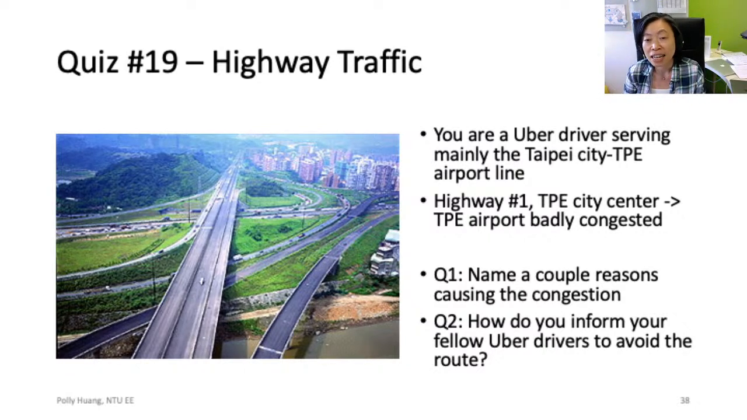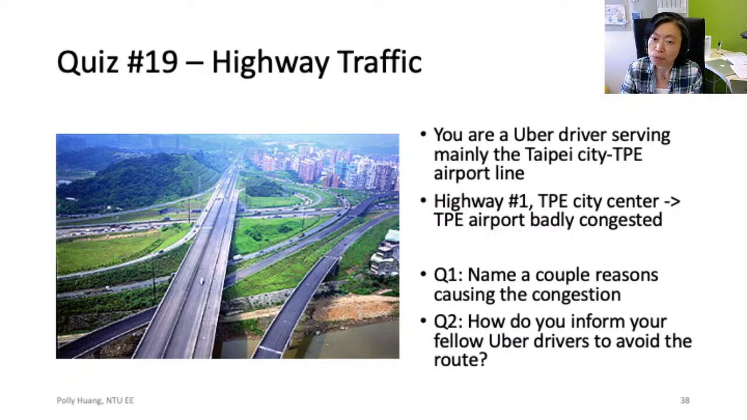How do we do that? Now let's seek a solution in the highway system, the traffic system. And quiz 19 here is asking you to pretend that you're an Uber driver. What you do is drive a lot between the city center and the airport. So this is the main line you're serving. And you do have a situation here. You're currently on highway number 1 driving from the city center to the airport, and you see it's highly congested.